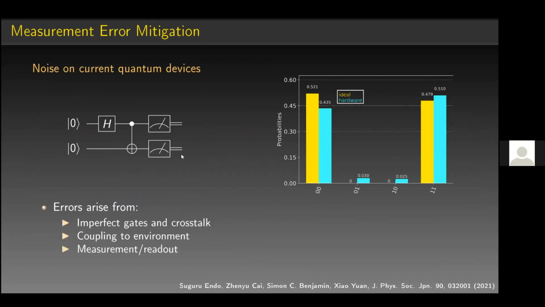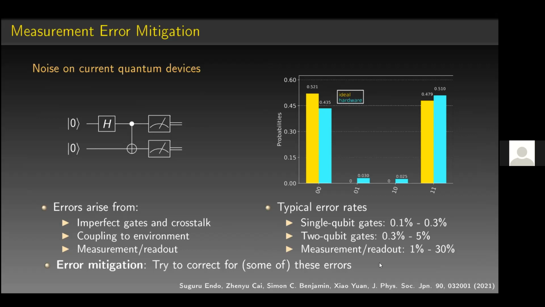The reason for that is that you have all kinds of sources of noise. For example, your gates are not perfect. Even if you apply a gate on the first qubit, there will always be some crosstalk to the second qubit. The device couples to the environment, and the measurement process or readout itself is noisy. If you look at error rates, you see that the measurement or readout process is among the most error-prone operations on current noisy intermediate scale quantum devices, with error rates ranging up to a couple of 10% in the worst case.